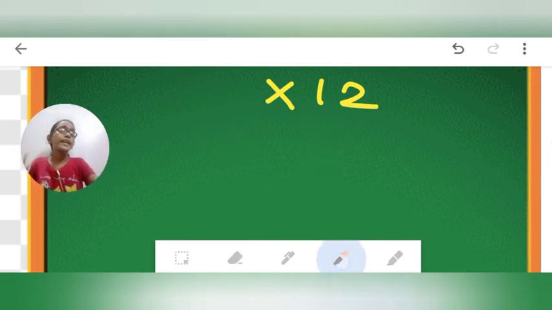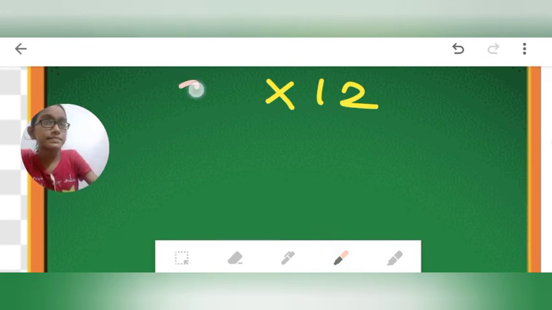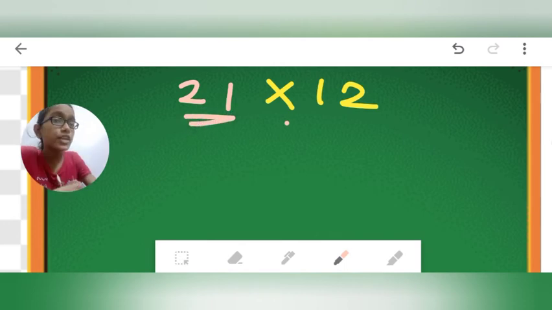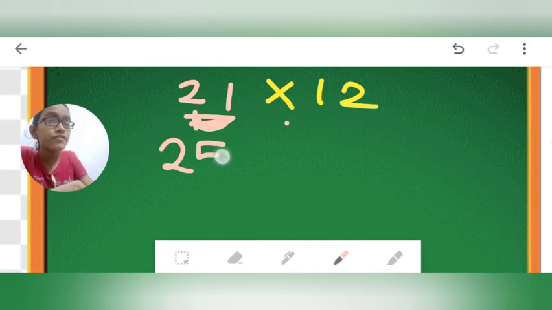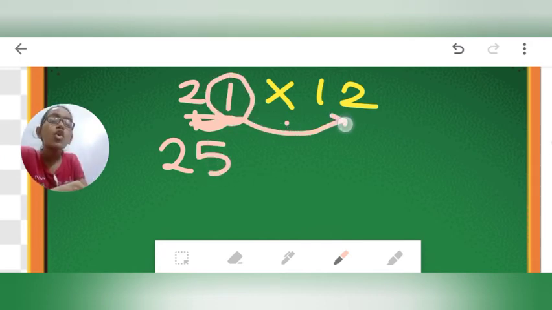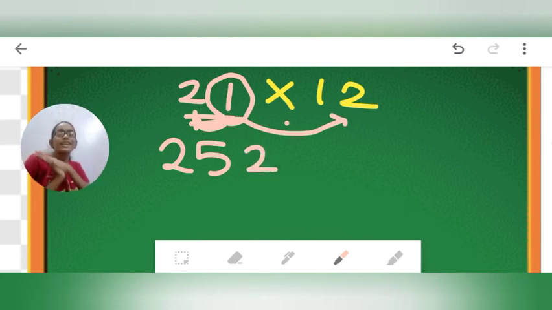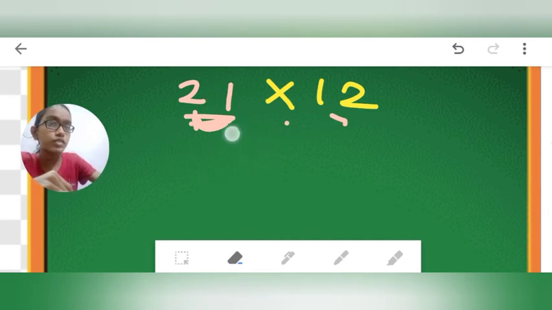21 into 12. Now what we will do is, 21 ka, we will write 2 as it is. Then 2 2s are, this number ka 2s are, 2 2s are 4, and then 4 plus the next number, which is 1. So 4 plus 1 would be 5. Now this one you will multiply with 2. 2 ones are 2, and guess what guys, your answer is 252. When you multiply 21 with 12, you get your answer as 252.